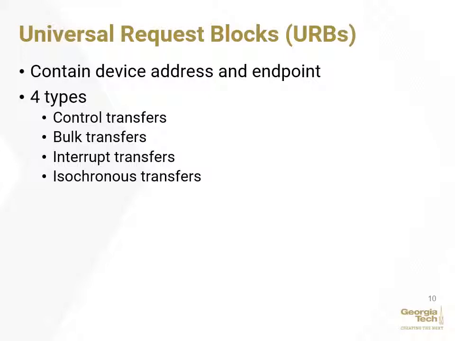The four types of URBs are control transfers, which handle device configuration and signal control information. Bulk transfers, which deal with large quantities of non-time sensitive data. Interrupt transfers, which are focused on small quantities of time sensitive data. So it's the opposite of bulk. And isochronous transfers, which handle real-time data at bit rates that are predictable.